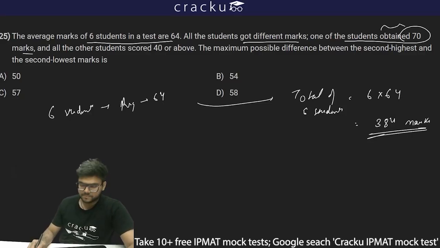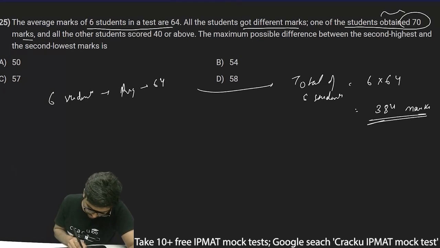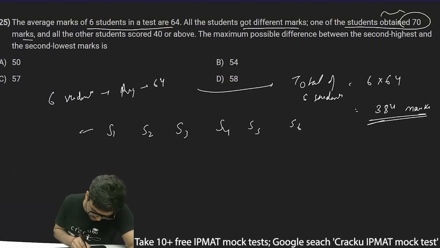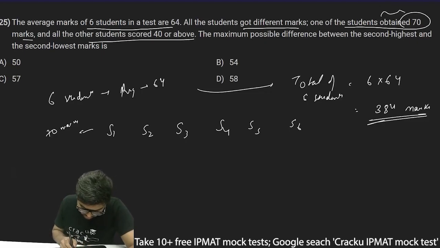One of the students obtained 70 marks. So, there are six students: S1, S2, S3, S4, S5 and S6. One of them got 70 marks, and all the other students scored 40 marks or more.